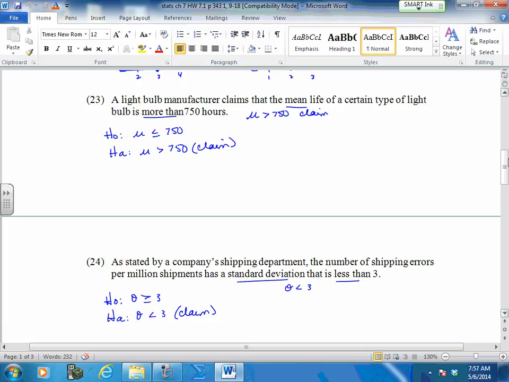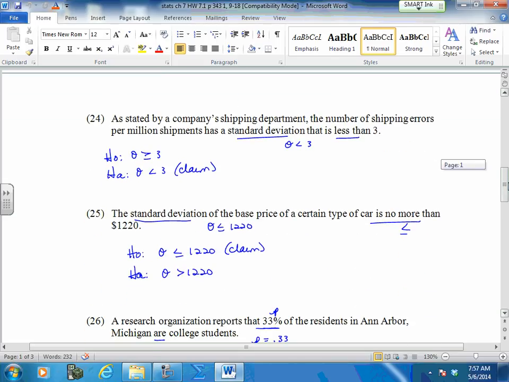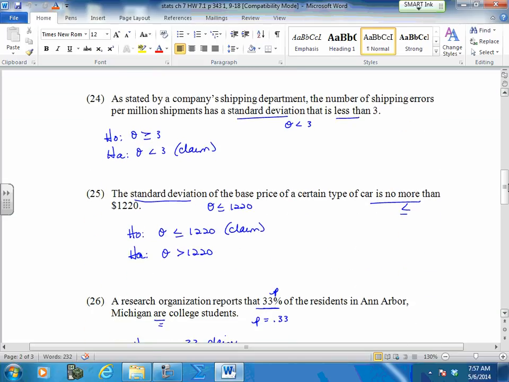And when we go to decipher these, we're going to have a little chart and we say claim, an HO, HA, is it a claim, is it not? And we follow a chart to get through this. Number 24, the number of shipping levels per million shipments has a standard deviation, that's the little sigma, that is less than 3. Make sure you use the proper symbol for this too. They're not all used and none of them are X bars. So it's less than 3. That's the claim. The opposite is complement, greater than or equal to 3.